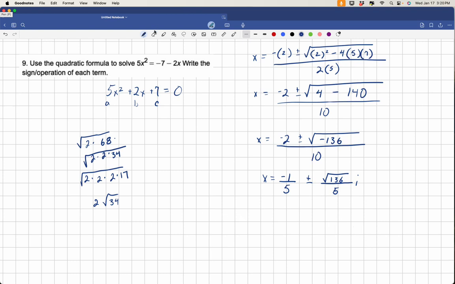And I think that's where I messed up. Yeah, I should have done that first. So then this would be x is equal to -2 plus or minus 2 times the square root of 34 over 10. Now we reduce all of that. So x is equal to -1/5 plus or minus the square root of 34 over 5.